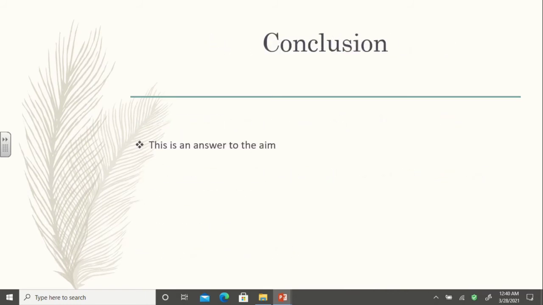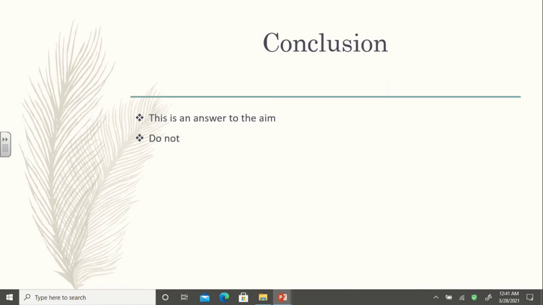What can I conclude? And students always have an issue with writing a conclusion. Your conclusion really is an answer to your aim. Okay? Your conclusion is an answer to your aim. So before you ask the teacher, before you ask the examiner, what is the conclusion for the lab? The first question I would ask my students is, what is the aim for the lab? What's the aim of this lab?